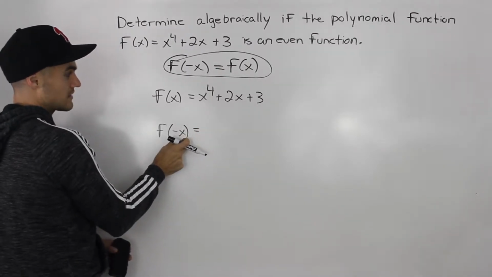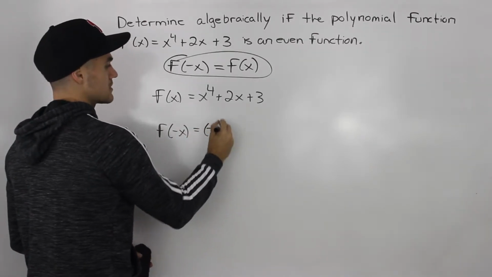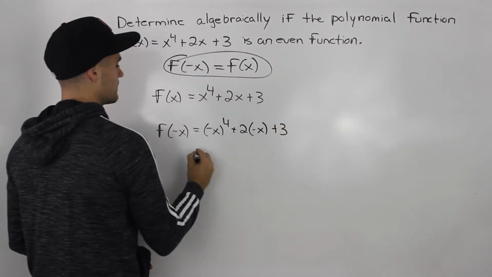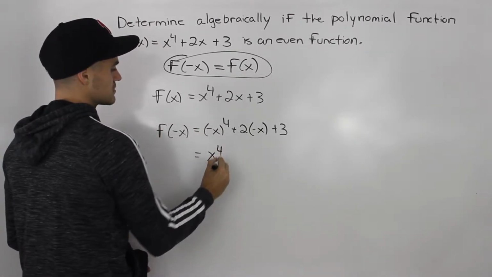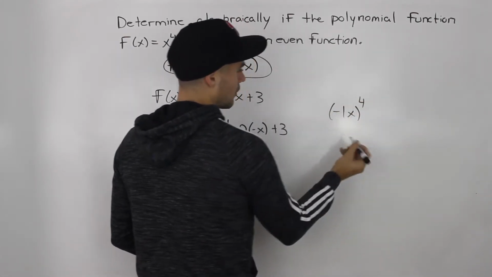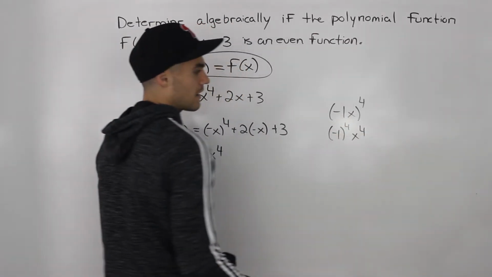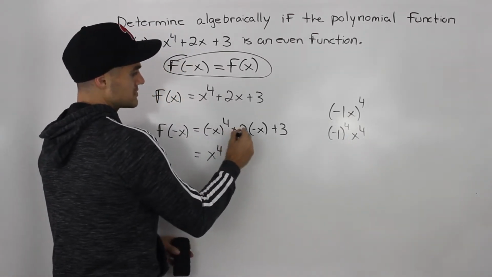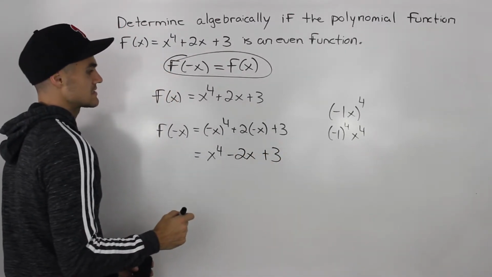Well, we just plug in negative x for all of the x values in the function that we are given. So negative x to the power 4 plus 2 times negative x plus 3. And notice how this negative x to the power 4 would just give us x to the 4, right? Because there's this negative 1 in front of the x that we're taking to the power 4. So everything inside gets taken to the power 4, and the negative 1 to the power 4 is just positive 1. So we're just left with x to the 4 here. Positive 2 times negative x gives us negative 2x, and then this positive 3 just stays the same.